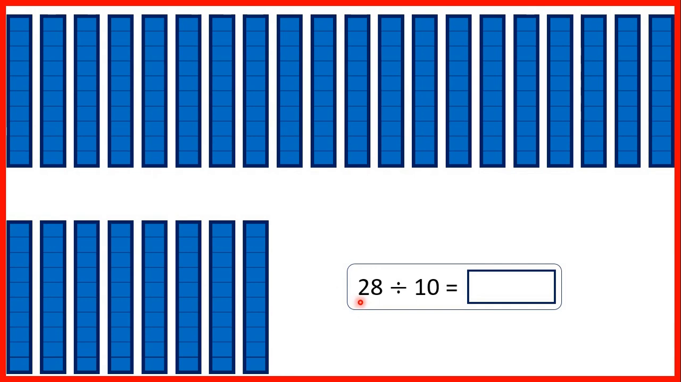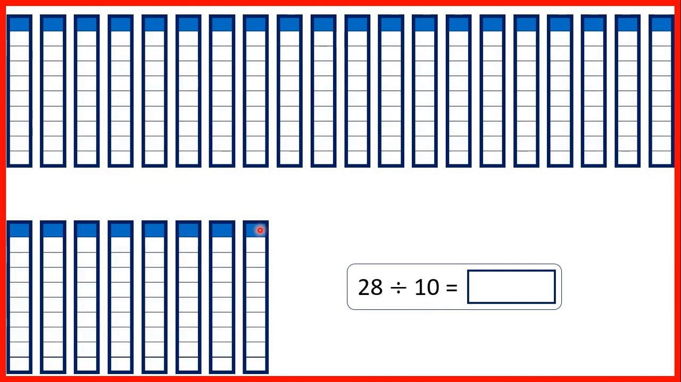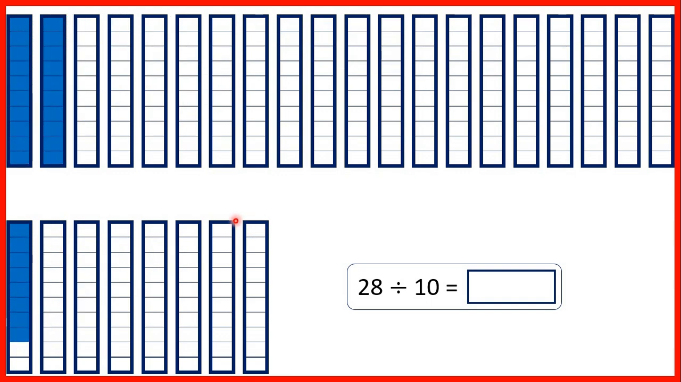Our last question was 28 divided by 10. So I've drawn 28 rectangles. When we divide by 10, what we're really doing is keeping just 1/10 of what we have. But if we put what's left together, you can see that we have 2 whole rectangles coloured in, and we have 8/10 of another rectangle. So 2 wholes and 8/10 is 2.8.